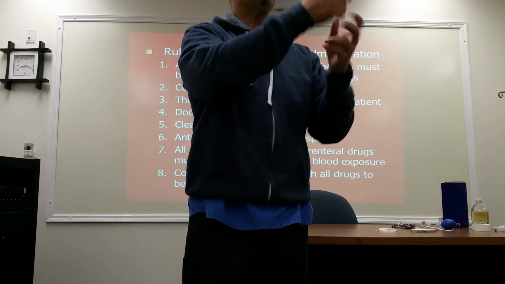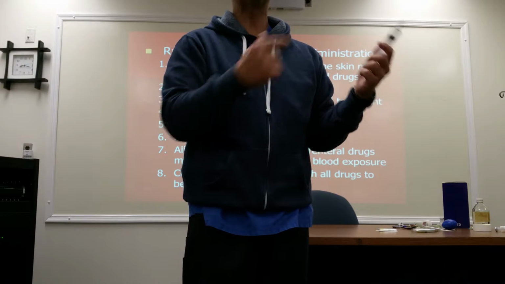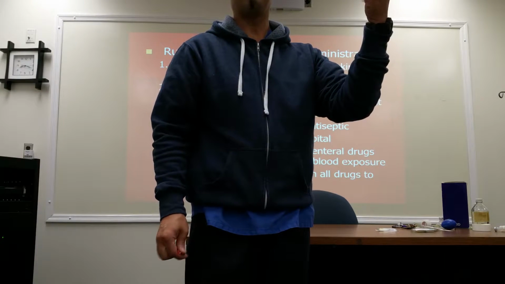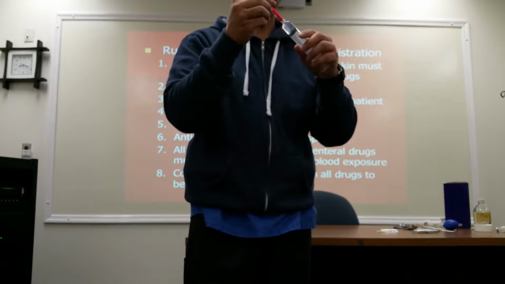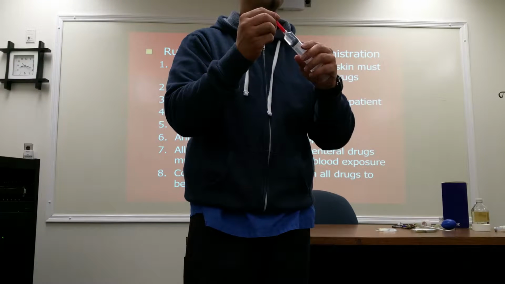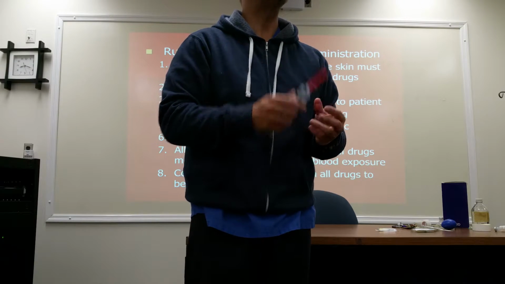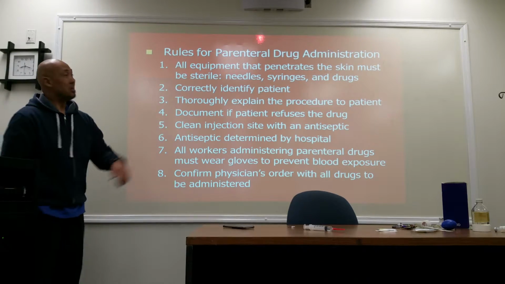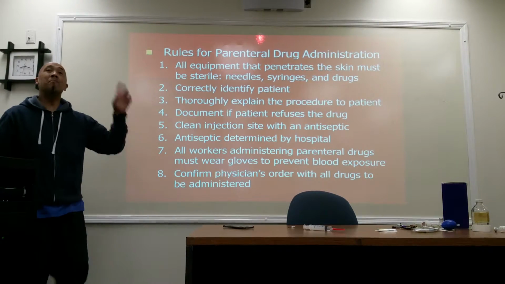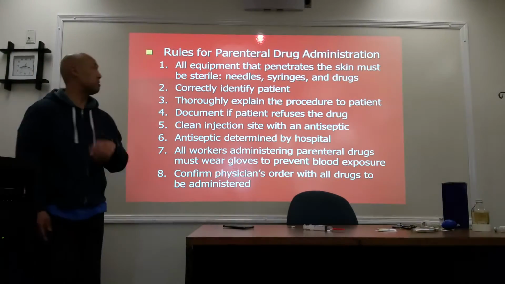We use 18 gauge needles to draw medication out of vials. That's the main purpose of that. But you do not stick anybody with this. What's the biggest gauge for penetrating skin? We use anywhere between 20 to 22. Yeah, we'll talk about that later. All right. So rules again, everything that penetrates the skin and mucous membrane must be sterile.